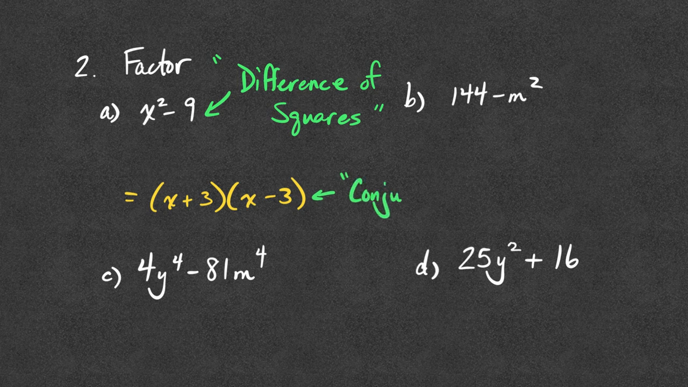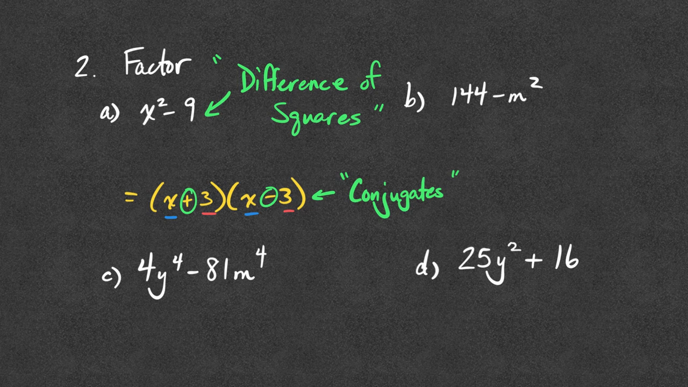This is something that is called conjugates. And what conjugates are is the same terms in your factors, but different signs. So you'll notice both of your factors start with an x, both of your factors end with a 3, and each of them has a different sign in between. One a plus, one a minus. That's what we refer to as conjugates.